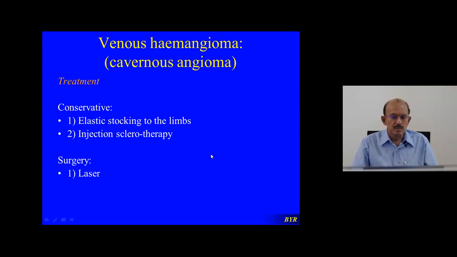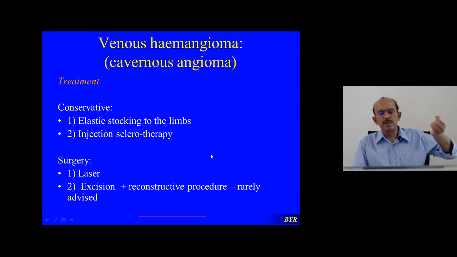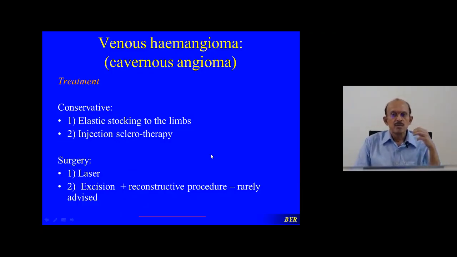Surgical management, again you can use laser or you can use excision and reconstructive procedure. It is rarely advised, because the hemangioma looks like a swelling of subcutaneous tissues. But once you start dissecting, you will see it going deep into the muscles. From the muscles, it will be there even up to the bones. So, for a non-neoplastic lesion, you have to do a very wide resection.